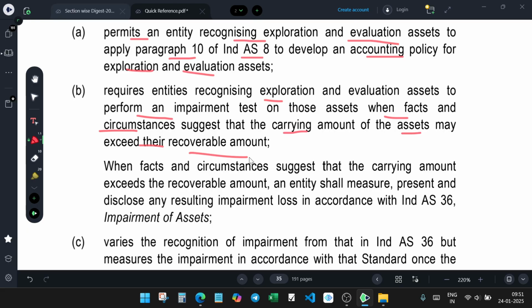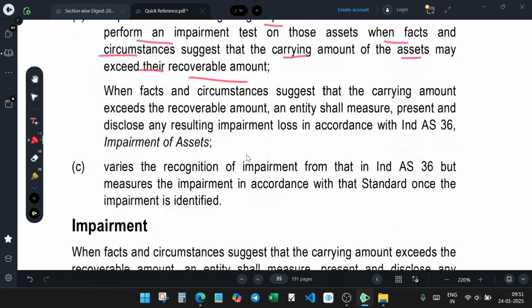They need to see whether the facts suggest that the carrying amount of the asset may exceed its recoverable amount. What they are saying is you can't go on booking loss. For exploration, you need cost, but that cost should be within the parameters. You should recognize only what can be recoverable, not every expense that is not going to be recovered. The entity shall measure, present and disclose any resulting impairment loss in accordance with Ind AS 36 on impairment.